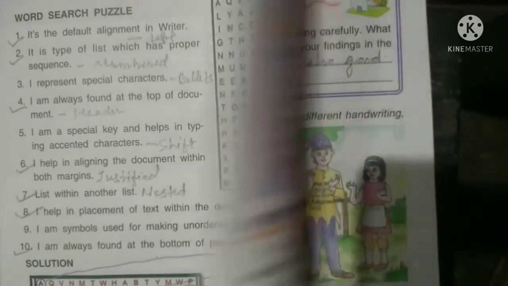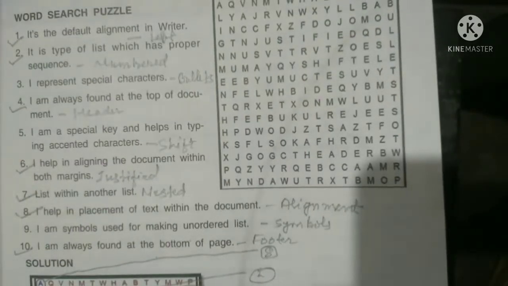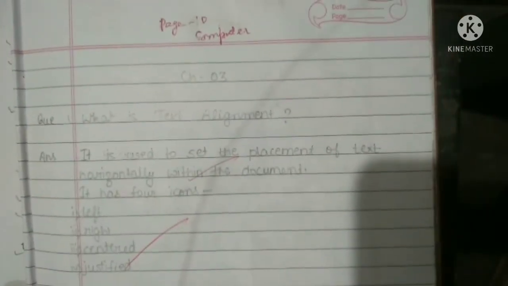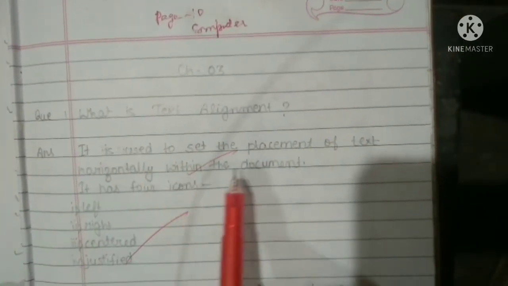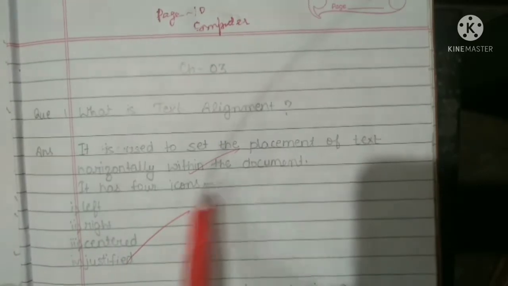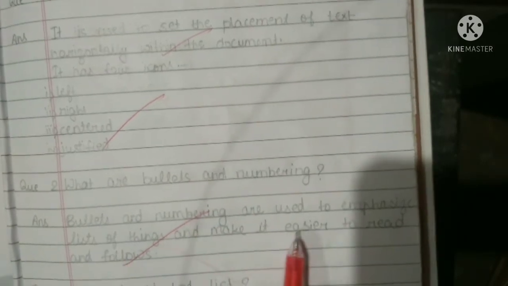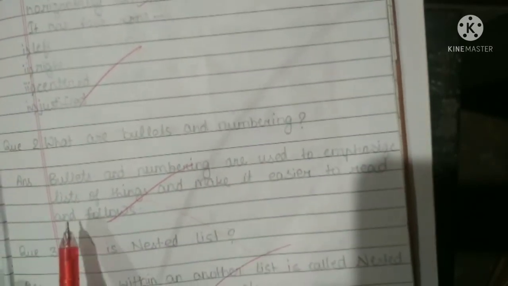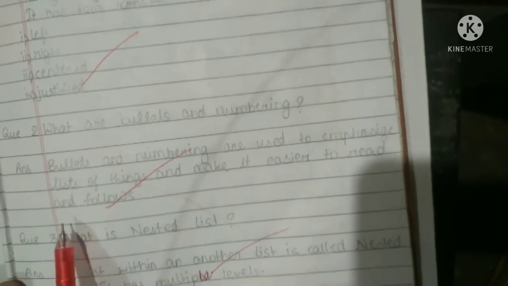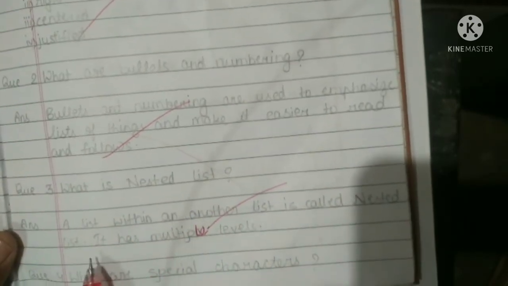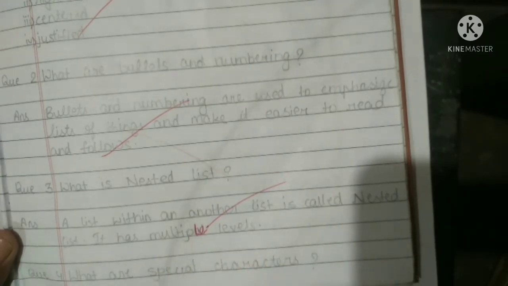Now question answer. Chapter 3. What is text alignment? It is used to set the placement of text horizontally within the document. It has 4 icons: left, right, center, justified. What are bullets and numbering? Bullets and numbering are used to emphasize a list of things and make it easier to read. What is a nested list? A list within another list is called a nested list. It has multiple levels.